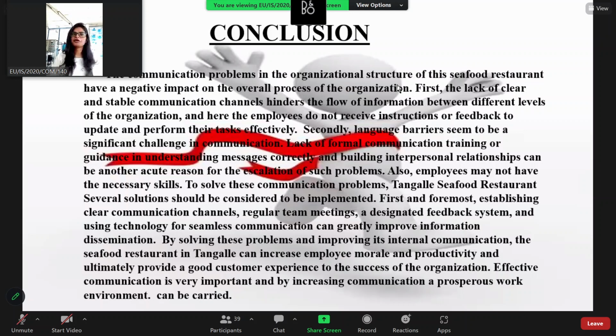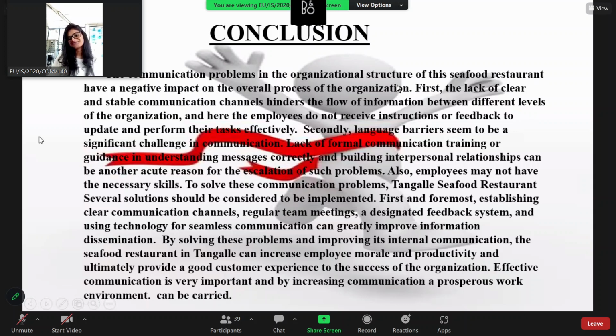According to our project, the main problem of this business organization is the lack of a good communication medium in the internal structure. To solve this communication problem at Bengal Seafood Restaurant, several solutions should be considered. First and foremost, establishing clear communication channels, regular team meetings, a designated feedback system, and using technology for seamless communication can greatly improve information dissemination. By solving these problems and improving its internal communication, the restaurant can increase employee morale and productivity, and ultimately provide a good customer experience, leading to the success of the organization. I hope you all have a clear understanding of our group project.